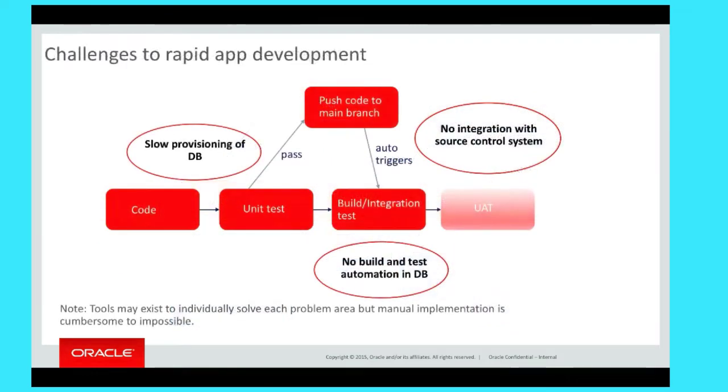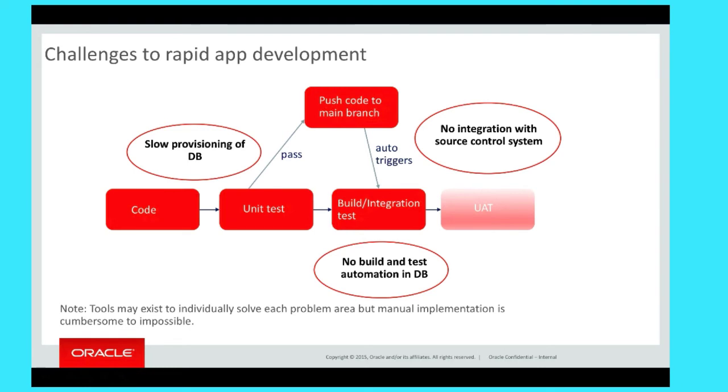Now, what are some of the challenges to continuous delivery? Of course, you have multiple developers. They need their own copy of the database. And if it involves provisioning the database manually, then that definitely becomes an issue, because then you have multiple people involved and a lot of handshake in between and back and forth. So that slows things down.